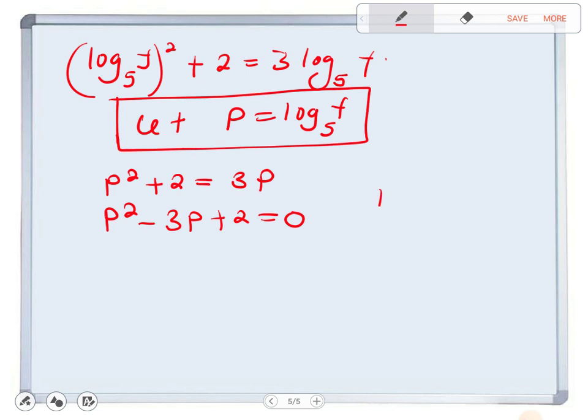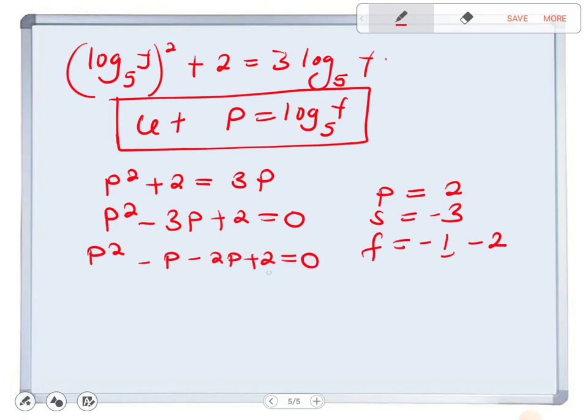Looking for your sum and the product. So the product is 2, the sum is negative 3, and the two numbers we have to find, when you multiply they give you 2, and when you add they give you negative 3, are in fact negative 1 and negative 2. You add them, negative 3. You multiply, you get 2. So we have p squared minus p minus 2p plus 2 is equal to 0. Then here we can just factor out. We have p minus 1, and p minus 2 equal to 0. Then this means p is equal to 2 or p is equal to 1.